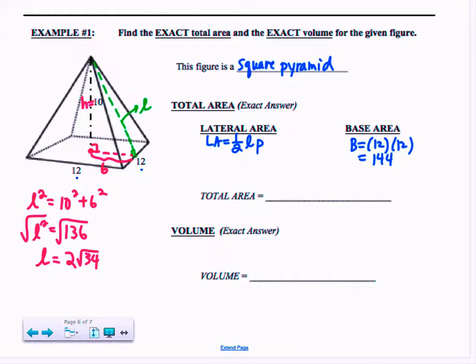Let's plug our stuff in. So my slant height is 2 root 34. Perimeter of the base, you know that. All the sides are 12. 12 times 4, I'm going to go with 48. So if I do the number crunching on that, I'm going to come up with 48 root 34.